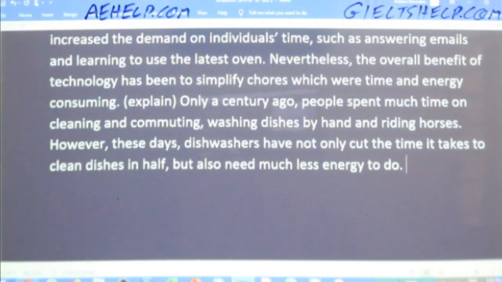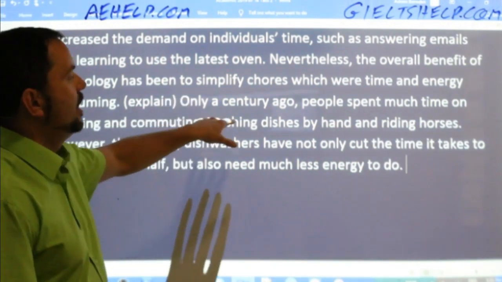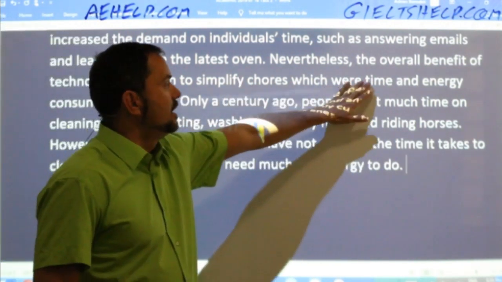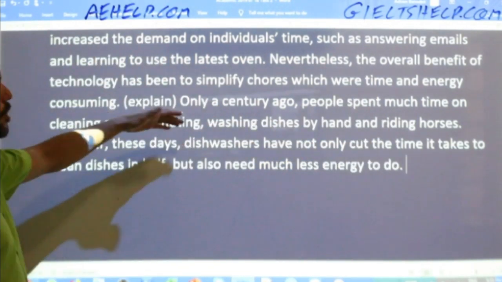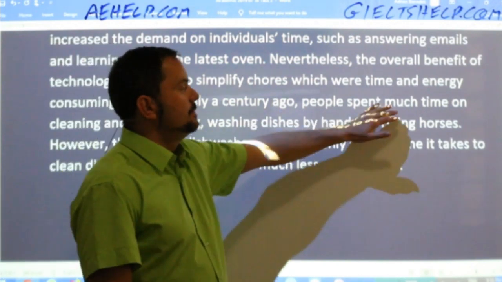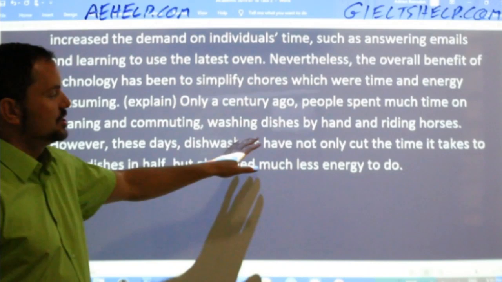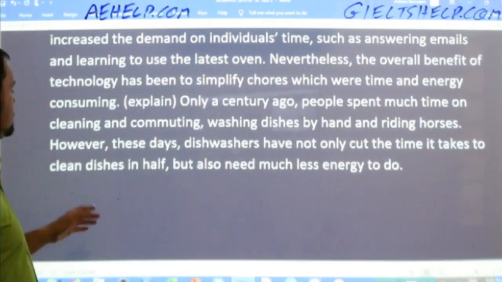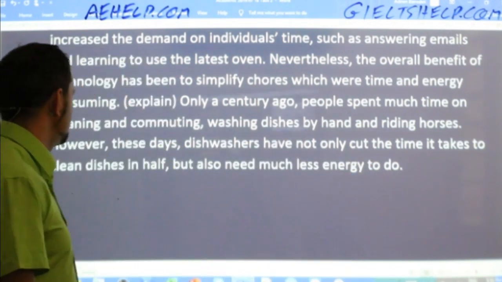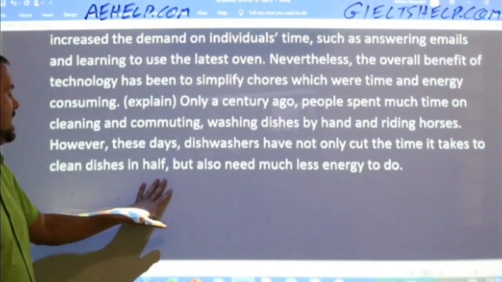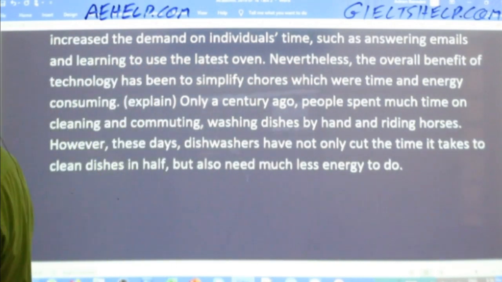So now what I'm doing is I'm explaining the idea of simplifying chores, saving time and energy. So only a century ago, people spent much time on cleaning and commuting, washing dishes by hand and riding horses. However, these days, dishwashers have not only cut the time it takes to do dishes in half, but also this chore needs much less energy.